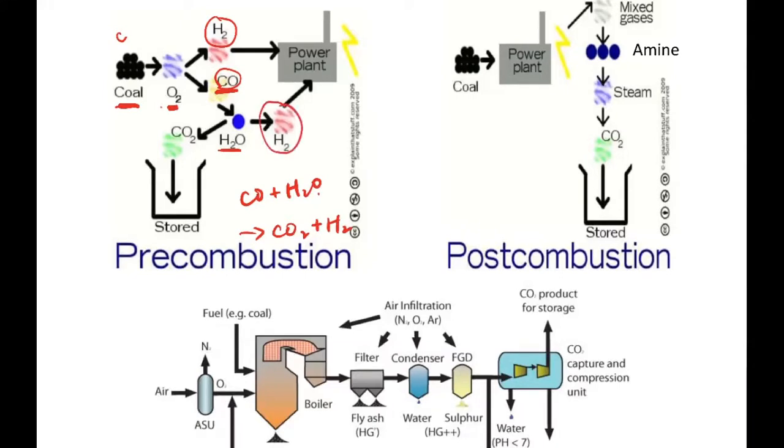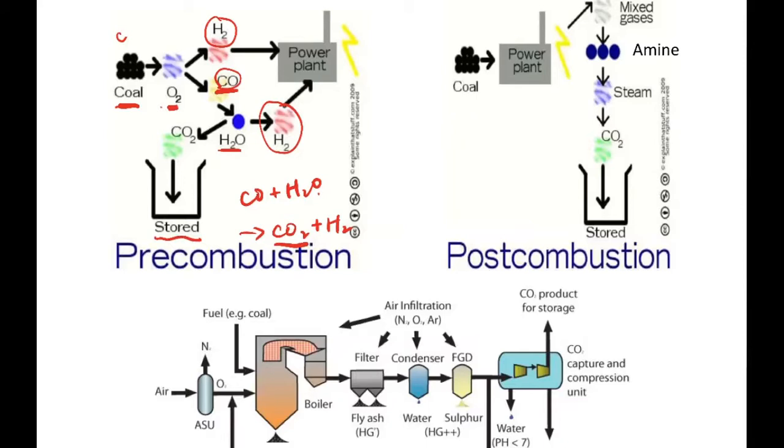So we're sending hydrogen into the power plant and then combusting it with oxygen to form electricity, right? At the same time, we're forming carbon dioxide, and then we can get it stored somewhere. So this is pre-combustion. We're treating the coal here.